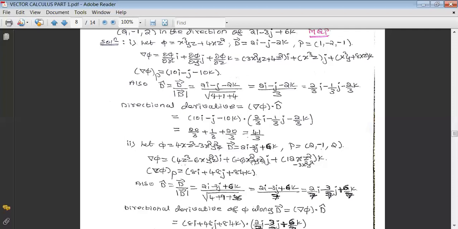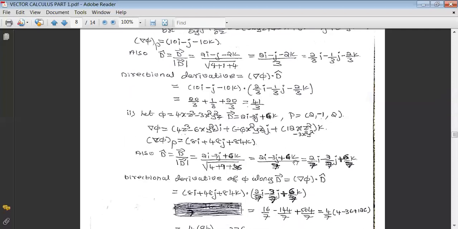d bar is 2i minus 3j plus 6k, divided by the square root of the sum of the squares of its components, under the root of 4 plus 9 plus 36. That gives you 36 plus 4 is 40, plus 9 is 49. Square root of 49 is 7. If you divide individual terms, that is 2 by 7 into i minus 3 by 7 into j plus 6 by 7 into k.